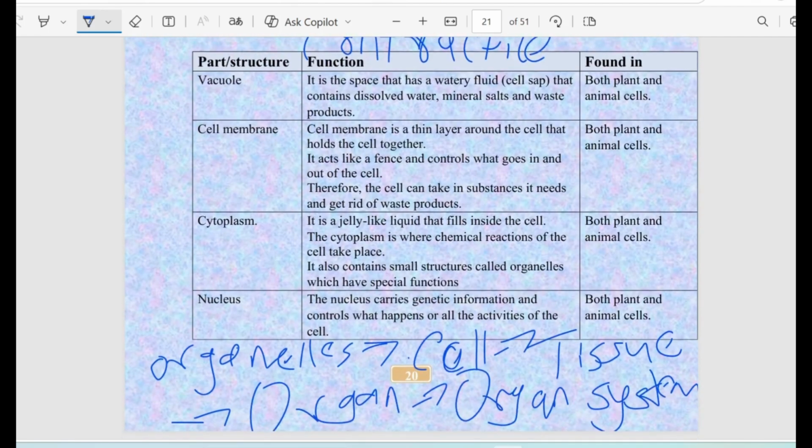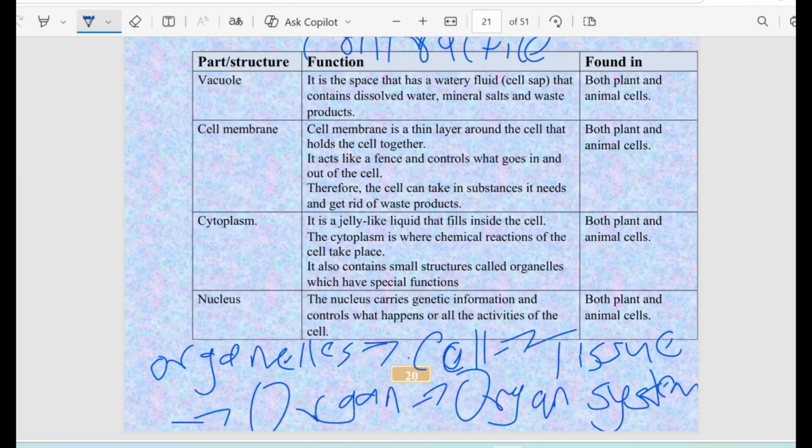Then cell membrane. Cell membrane is a thin layer around the cell that holds the cell together. It acts like a fence and controls what goes in and out of the cell. Therefore, the cell can take in substances it needs and get rid of waste products. So the function of the cell membrane is to allow substances in and out of the cell.